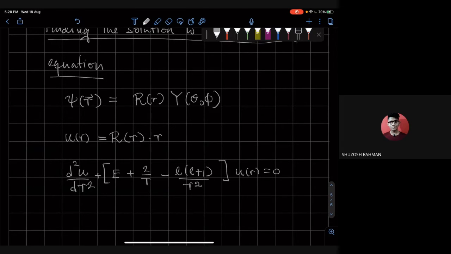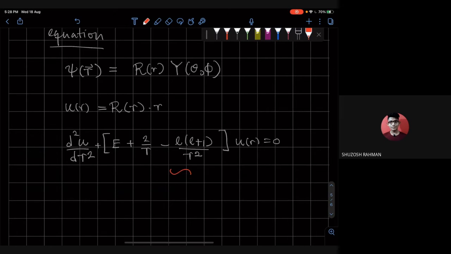And remember that this is the centrifugal potential, or it's called the centrifugal barrier. So this barrier ensures that particles whose angular momentum is other than 0 cannot approach the origin. So all of this should be familiar from previous examples.